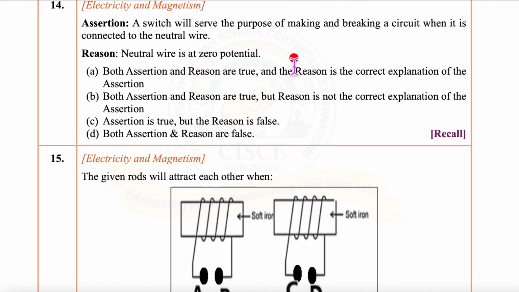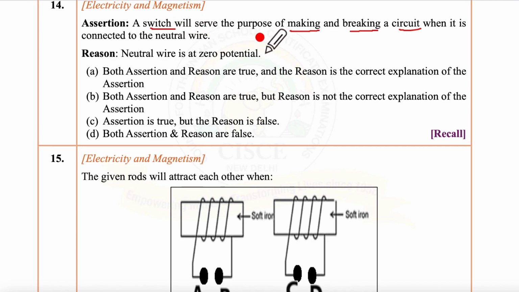Number 14. The assertion says that a switch will serve the purpose of making and breaking the circuit when it is connected to the neutral wire. Now what is a switch? It is a making and breaking the circuit device. You connect it to live, you connect it to neutral, it will make or break the circuit.